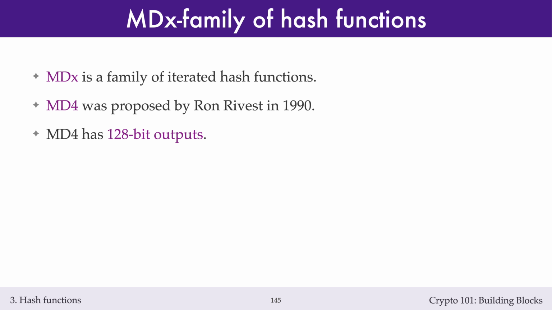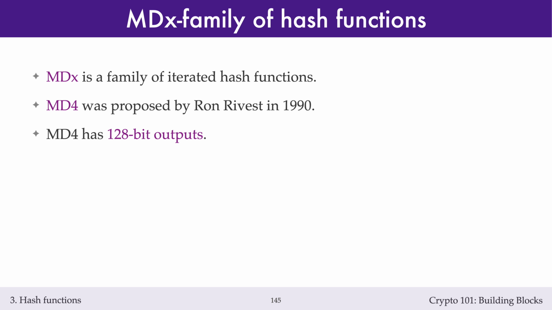MDx is a family of iterated hash functions. MD stands for message digest. Within this family, we have MD4, which is a 128-bit hash function designed by Ron Rivest in 1990. Rivest is the R in RSA. The van Oorschot-Wiener algorithm can find an MD4 collision in time 2 to the 64. This amount of work would have been considered infeasible in the 1990s, even though it's feasible today.